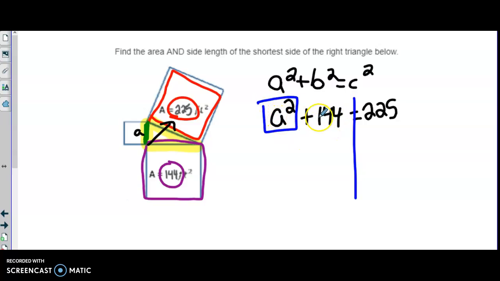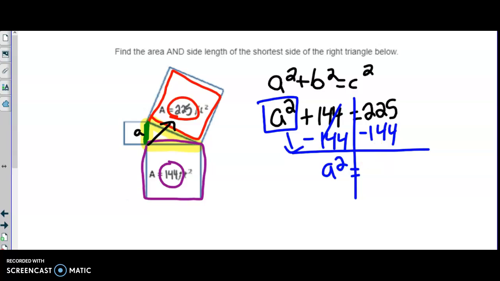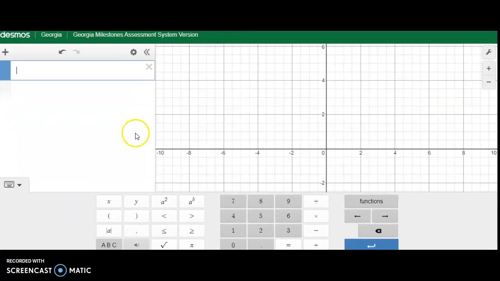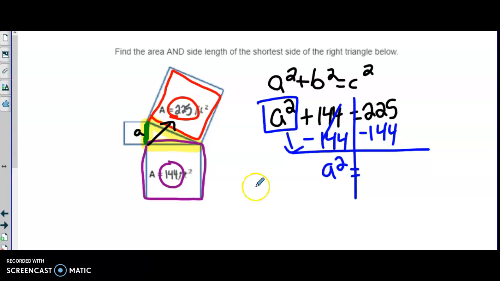So if we want to get A squared by itself, we have to get rid of 144. Since 144 is positive, the opposite would be negative or subtract. So we're going to subtract that from each side. That cancels, leaving us with A squared equals, and then we can pull over a calculator, 225 minus 144. And that equals 81. So we actually have part of our answer here. The first thing we had to do was find the area. So the area of the whole square is going to be 81.